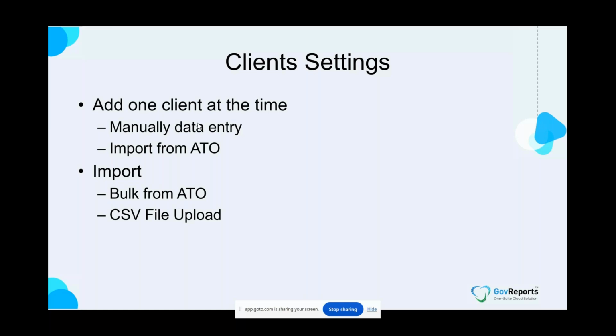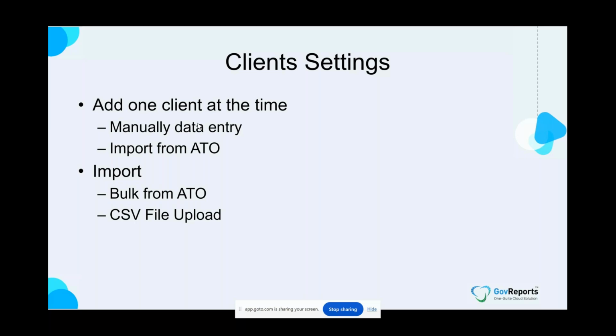If the client is already on your ATO agent portal, you can click single import from ATO and just enter the ABN, or the TFN if it's an individual, along with their date of birth, and the information will be pre-filled from the ATO so that you can directly save onto your GovReports account without having to do so much data entry. You can also, if you want to fully use the system, import in bulk.